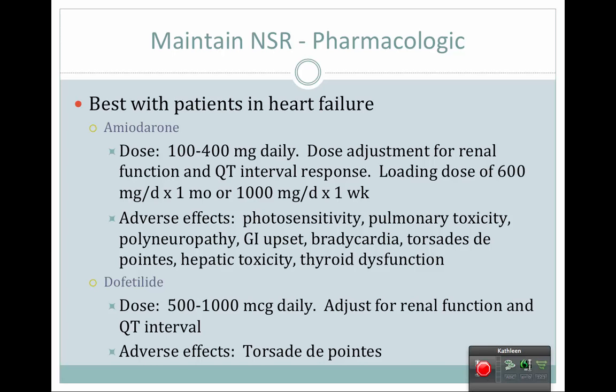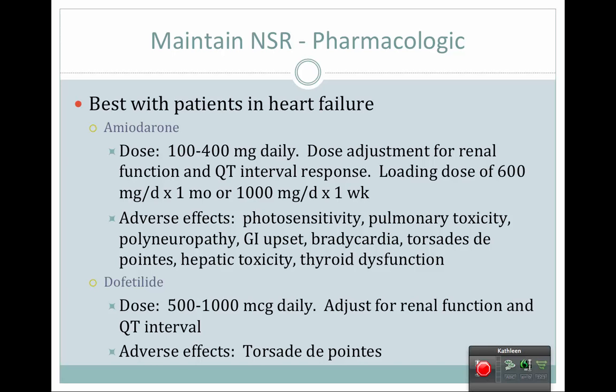Amiodarone is best in patients with heart failure, and these are the doses. Dose is 100 to 400 milligrams daily. Dose adjustment for renal function and QT interval response. Loading dose of 600 milligrams a day times 1 month, and then 1,000 milligrams a day times 1 week. Adverse effects are photosensitivity, pulmonary toxicity, polyneuropathy, GI upset, bradycardia, Torsades de Pointes, a form of VTAC, hepatic toxicity, and thyroid dysfunction.